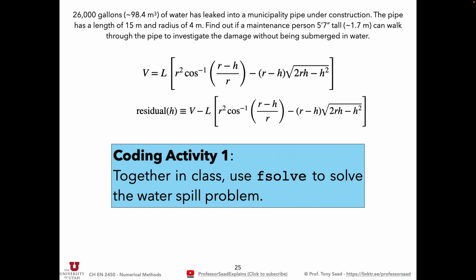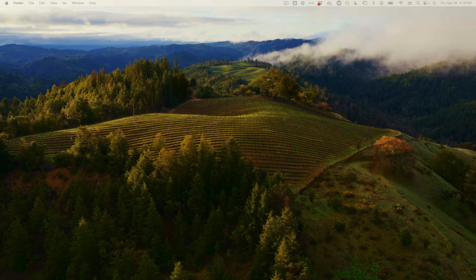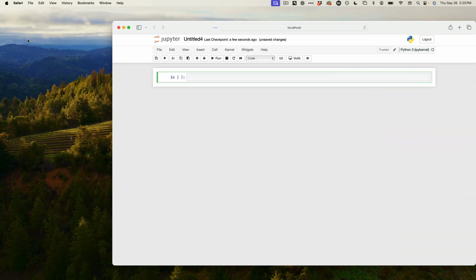So grab your Python notebooks. Let's see. Okay. New notebook, Python 3. All right.